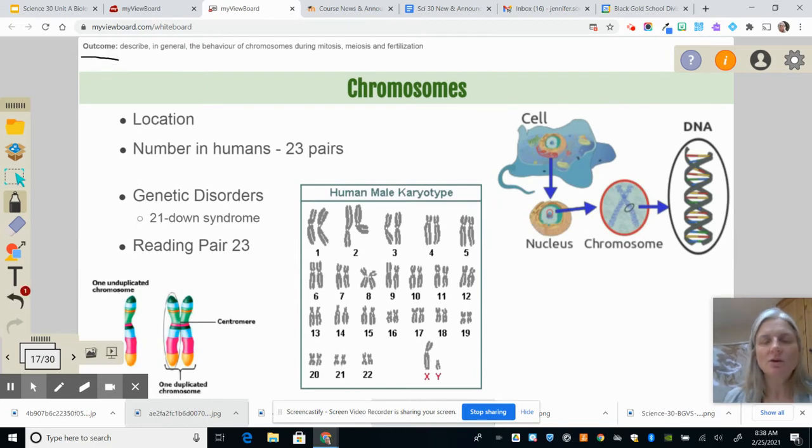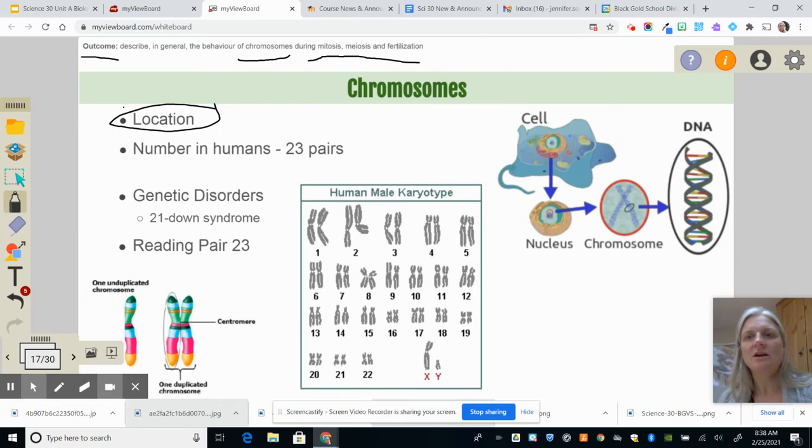Alrighty. So next outcome. This is where we start going into chapter 2, where we're talking genetics now. In general, we're going to look at the behavior of chromosomes in this outcome during mitosis, meiosis, and fertilization. So first off, what are chromosomes? The location of them, they are found in the cells, and more specifically in the nucleus of the cell. Chromosomes contain DNA that is all wrapped up, coiled up really tightly into these chromosome structures. There are 23 pairs or 46 individual chromosomes in a typical human cell.